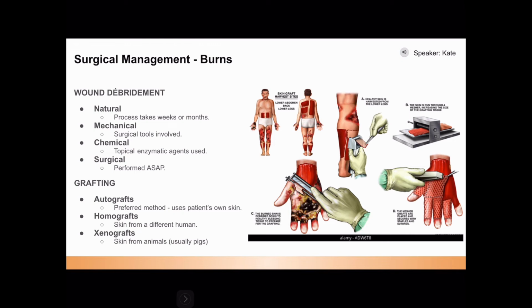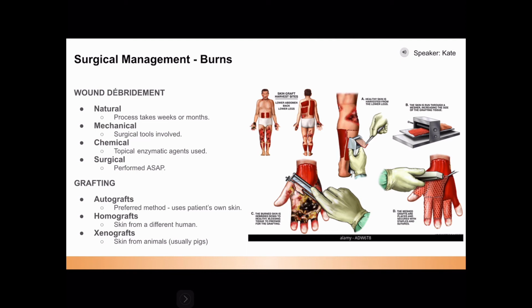Natural is self-explanatory. No tools are used to assist this process. Mechanical debridement utilizes surgical tools to remove the tissue, while chemical debridement uses topical enzymatic agents. Surgical debridement is performed as soon as possible after the burn and is then covered with a skin graft if necessary and a dressing. Grafting places harvested skin over the wound in order to decrease the risk of infection, prevent further loss of protein, fluid, and electrolytes, and minimize heat loss.